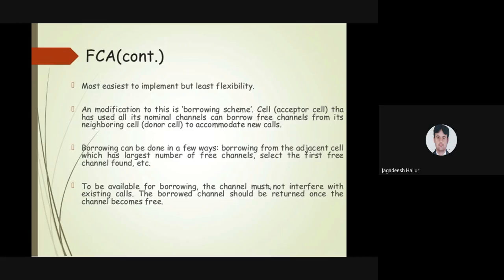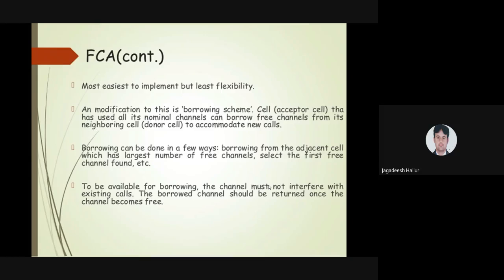This is the concept of fixed channel assignment. Fixed channel assignment is nothing but what? The first point: the fixed channels are permanently allocated to the particular cell. If any call attempt is made and channels are available, that channel has to be allocated to the requesting user. Then and only then the call will be connected. Otherwise, the call will get disconnected.